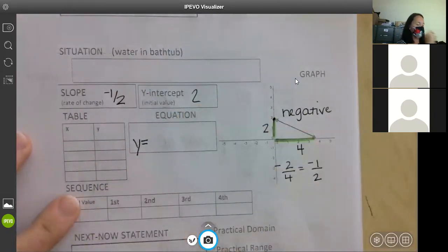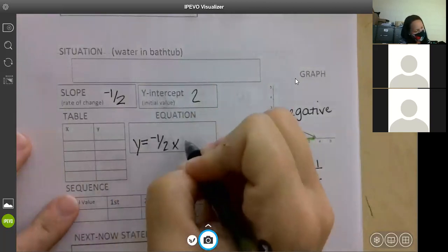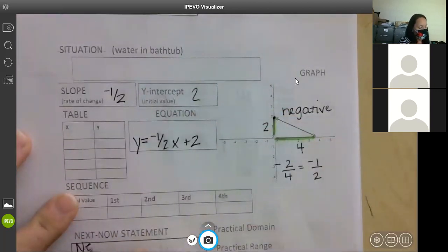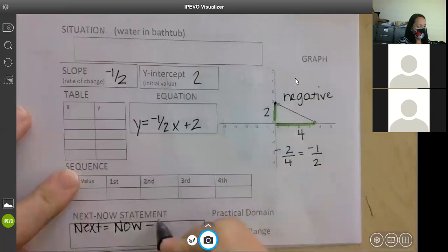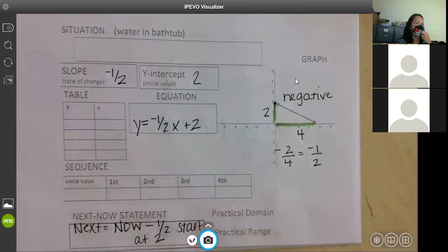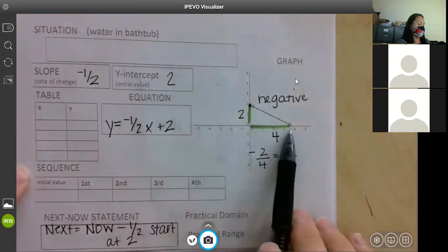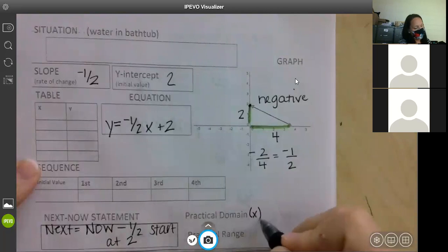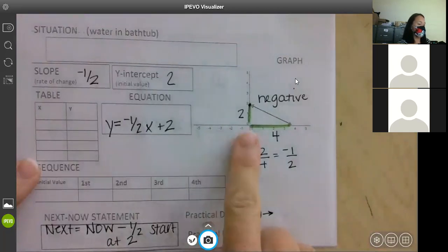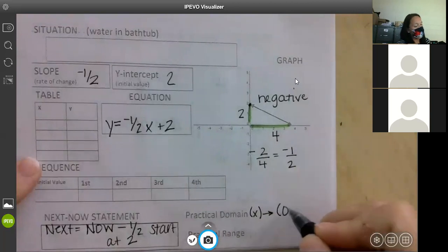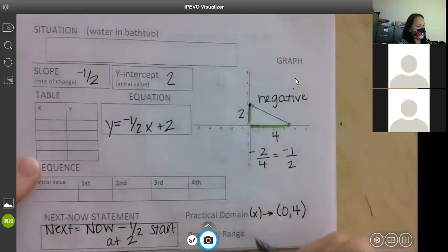What's your equation? Perfect. Next equals now minus 1/2. Start at 2. Great job. This one you can do the practical domain and range because it's one of those negatives and it's a really easy one. So look at your x values. Where does the x stretch from? What's your littlest x to your biggest x? 0 to 4. Perfect. Yep, it's fine.